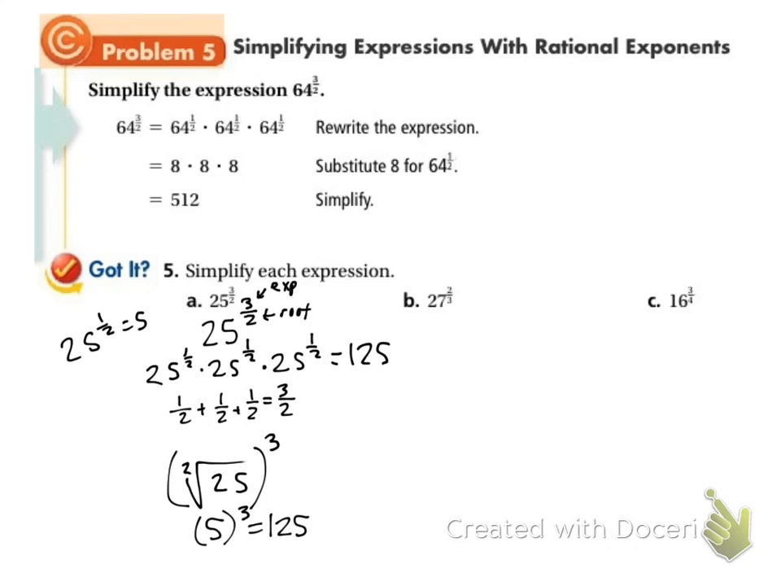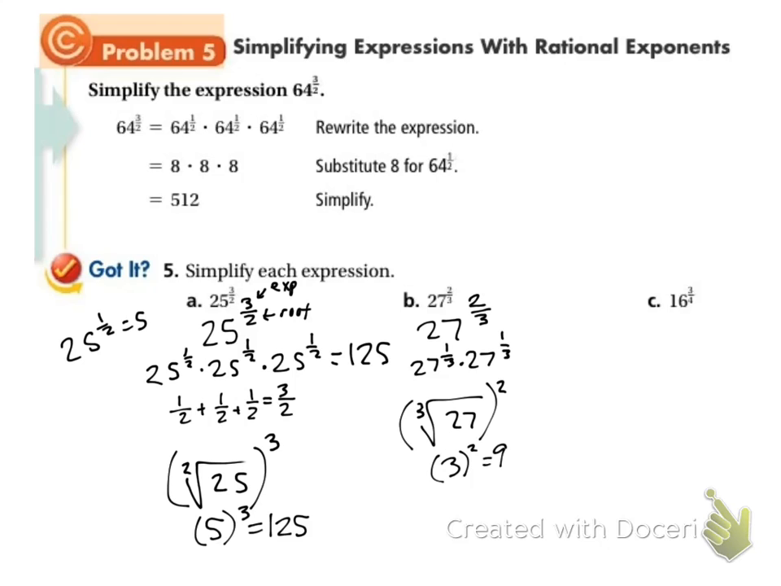Let's try another one. We've got 27 to the 2/3. So your book wants you to think of it as 27 to the 1/3 times 27 to the 1/3. Think of that in your head and then multiply them. The other way you could do it is you can take the 3rd root of 27 and then square that. So the 3rd root of 27, well, that's 3. So this is 3 squared, which is 9. You pick which way makes most sense to you. Later on in other math classes, you usually see it like this. But you can do it this way. It just takes a lot more thinking on your own versus thinking with a calculator.